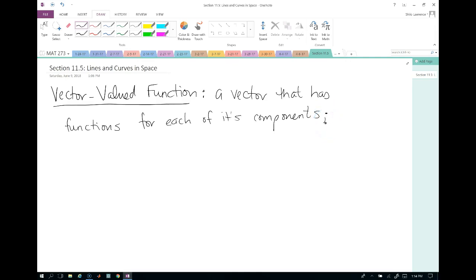The graph of a vector-valued function is a curve. And if it's a two-dimensional vector, it's going to be a curve in two-dimensional space. If it's a three-dimensional vector, it's going to create a curve in three-dimensional space.